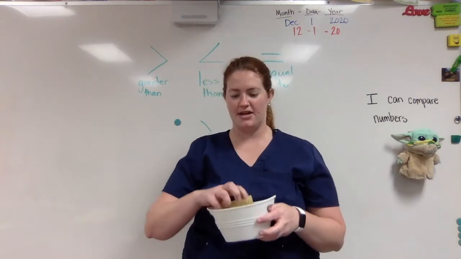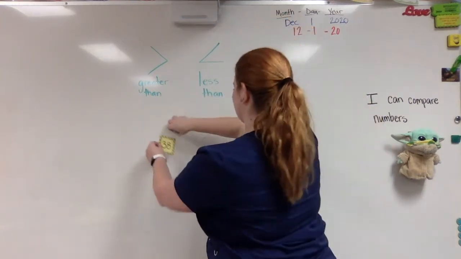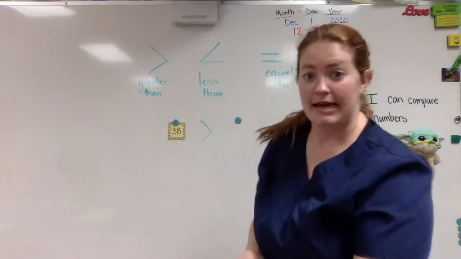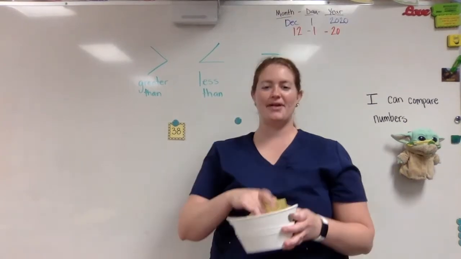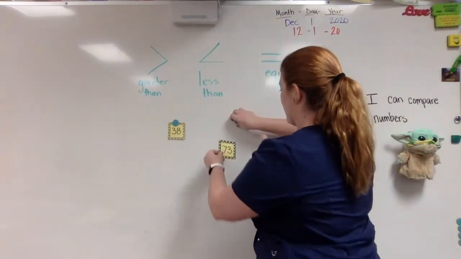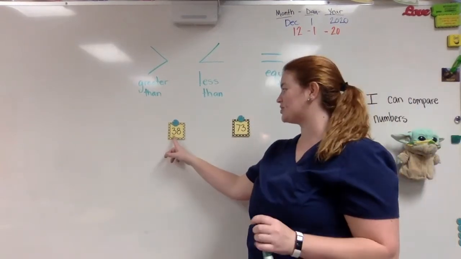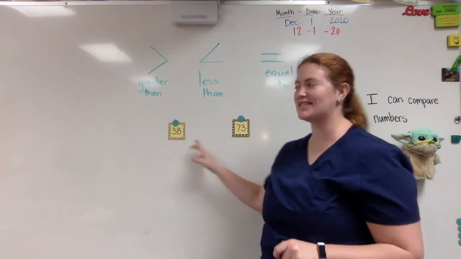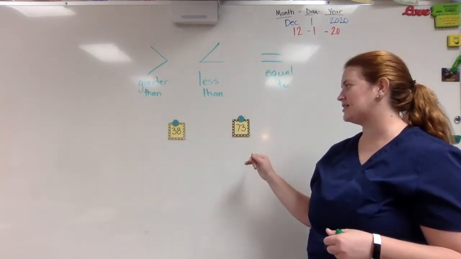Okay, let's pick again. I got 38. Oops, I need to erase my symbol, don't I? Because that might not be the symbol we use anymore. And let me get one more number. 73. Okay, so let's take a look at this. Oh, right away, I see 38. It has 3 tens. Look at that, it has 8 ones. This number only has 3 ones. 8 ones is more than 3 ones.